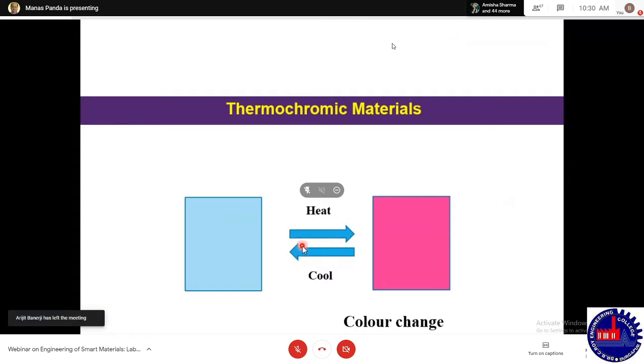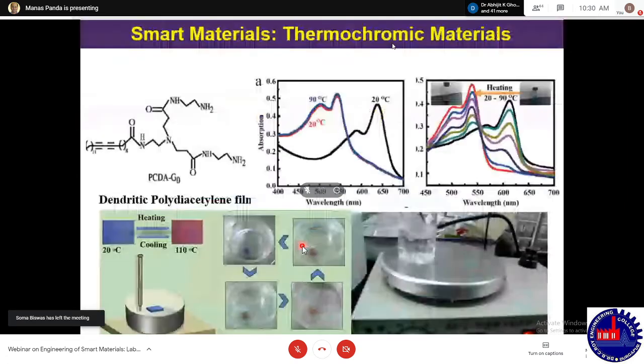Second smart material I'll be talking about is thermochromic material. Chromism means color change. Thermo means thermal is the stimulus. So color change as a result of thermal stimulus. Now this again can be reversible or it can be irreversible. Here is just one example I am showing. There are plenty of examples. If you go to the literature, you can see there are plenty of examples of thermochromic materials.